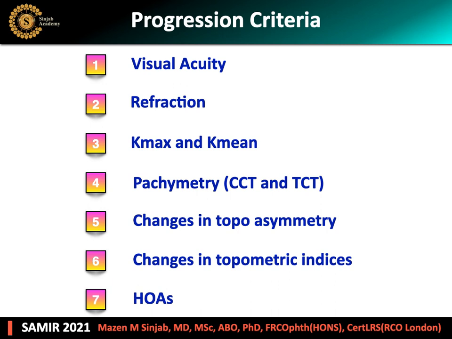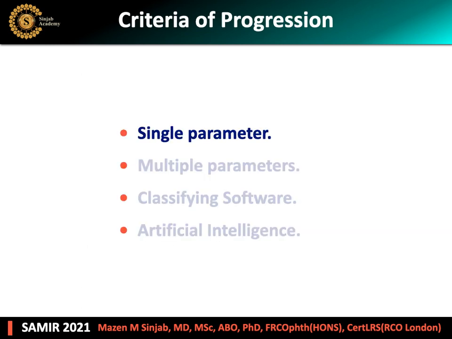We can categorize the progression criteria used through the literature into visual acuity parameters, changes in refraction, Kmax and Kmean, pachymetry, including, of course, the central and the thinnest corneal thickness, changes in the topo asymmetry, changes in the topometric indices, and changes in the higher order aberrations.